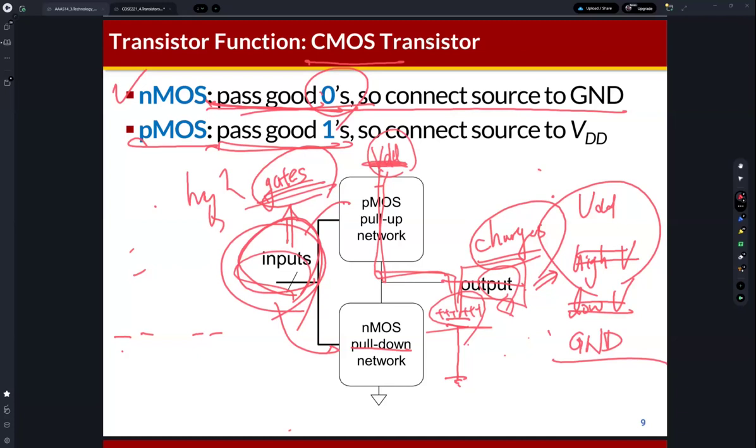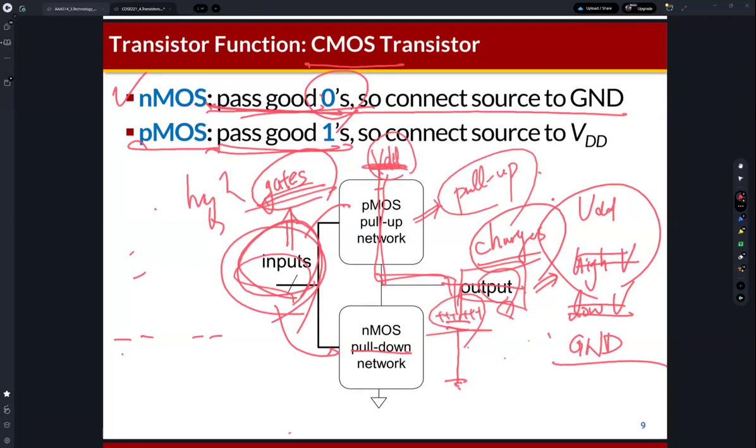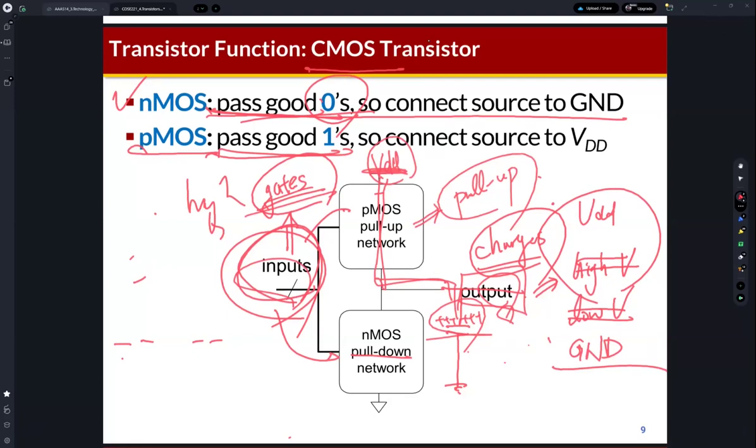So that's why this network is the pull up network. Using the PMOS transistor, we can make the voltage level of the output high if this pull up network is turned on. That's why the PMOS transistor is used to make the pull up network, to make the voltage up, a high voltage. So this is called the pull up network.